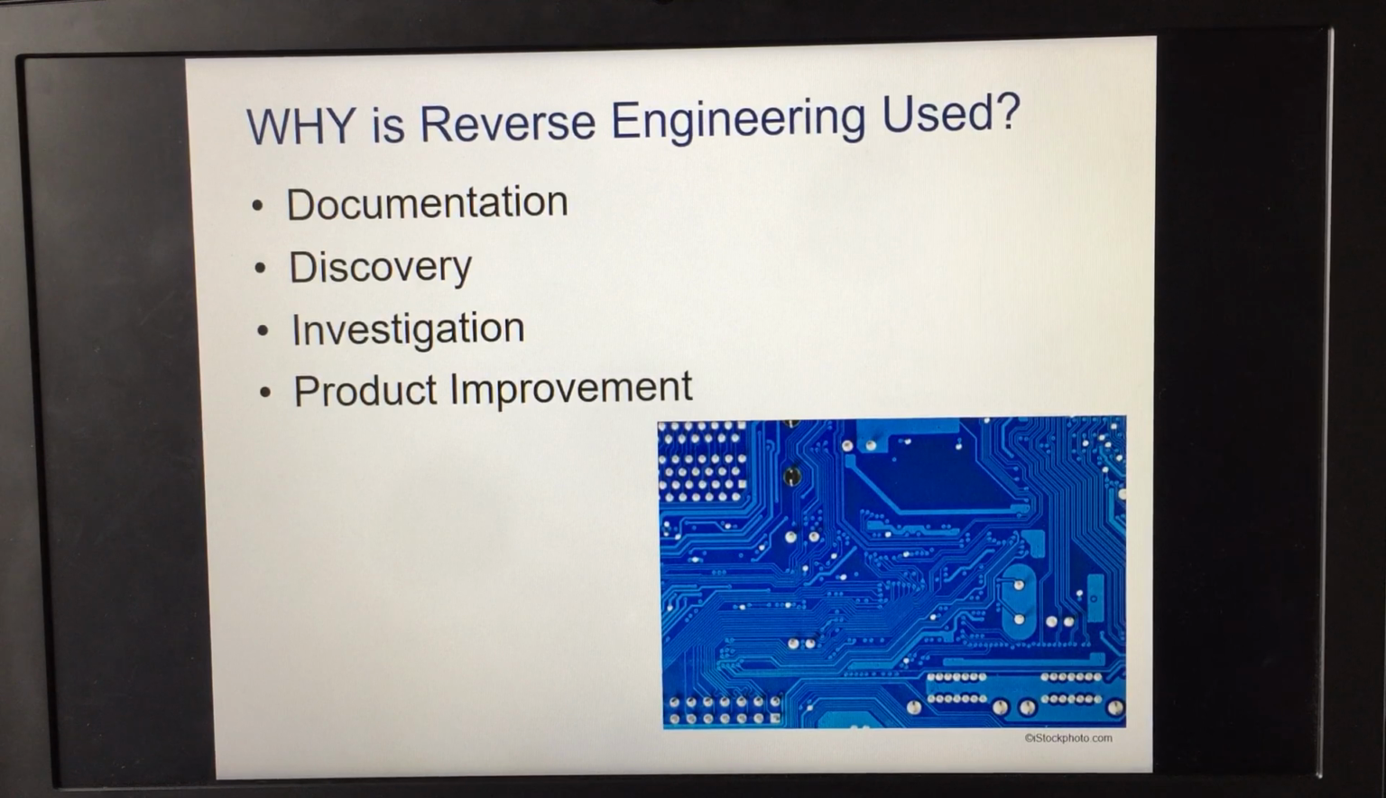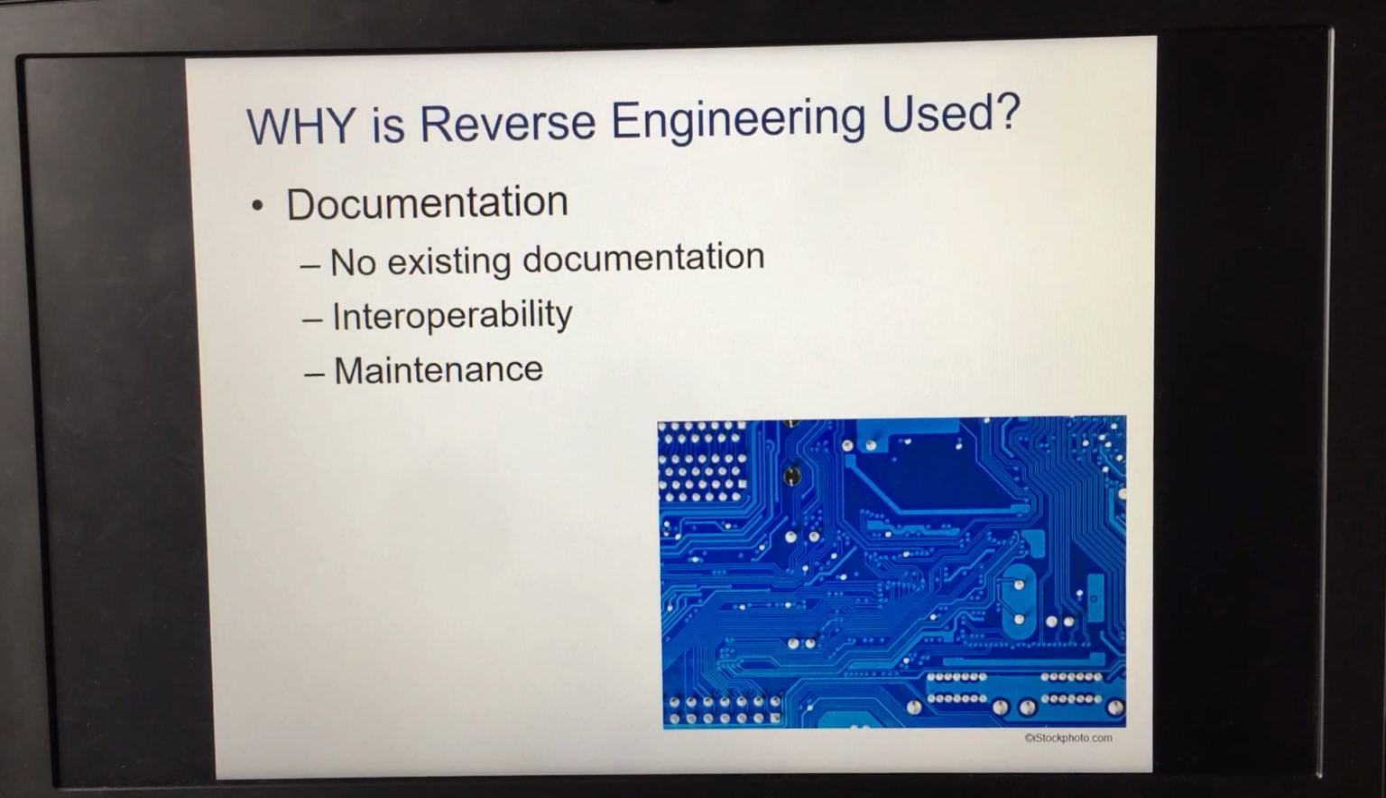Investigation may be used for, example here would be like if there was a plane accident or an accident in general, they may do reverse engineering to figure out why something failed, or for like the space shuttle and the Challenger or something like that, they would use reverse engineering to figure out why that would fail. And then product improvement would be the fourth reason. So maybe there's something out there but we just want to make it better. And by using reverse engineering, that allows us to do that.